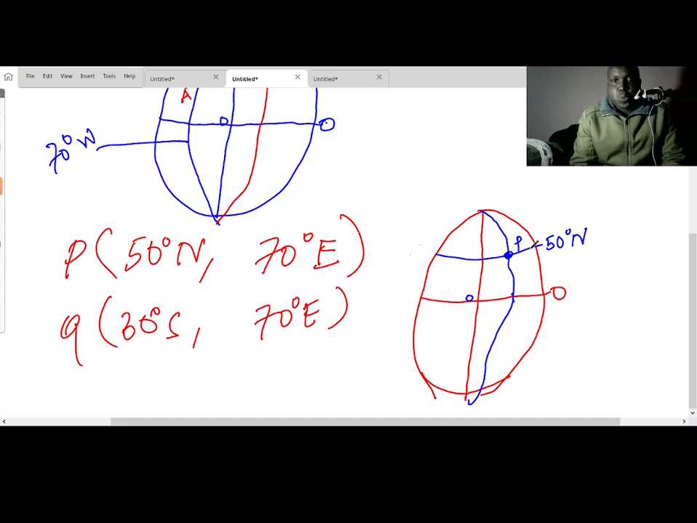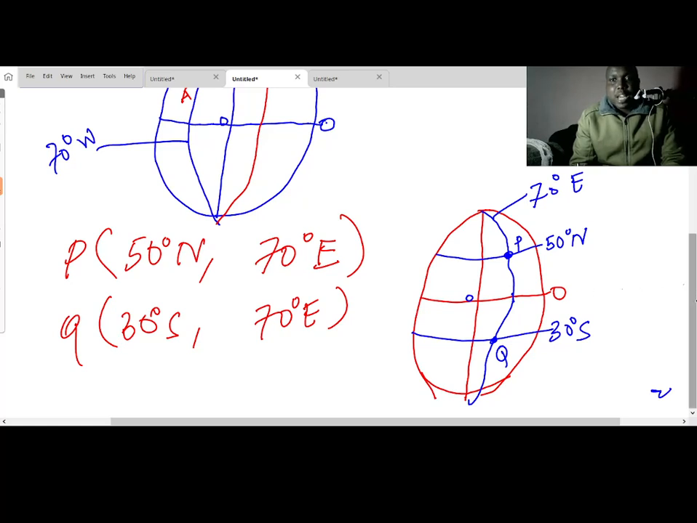Tuende point Q. Point Q iko 30 degrees south. Kwa hivyo the equator ni 0. So 30 degrees south inaweza kuwa hapa. Unaandika 30 degrees south. Ukishaandika 30 degrees south, and then they are on the same line. Remember this is 70 degrees east. So they are on the same longitude. So hapa mahali zinakutana ndio tuko na kitu inaitwa Q. This is our Q. So now once tumechora hivyo, we have now known how to put a point on the globe.